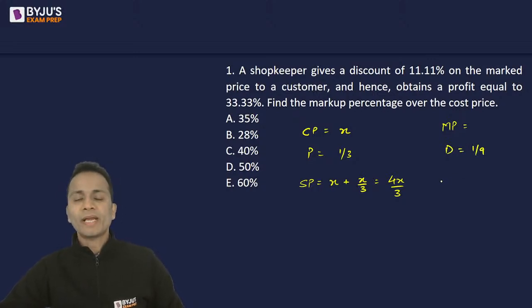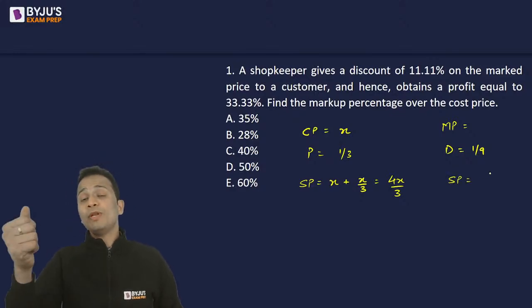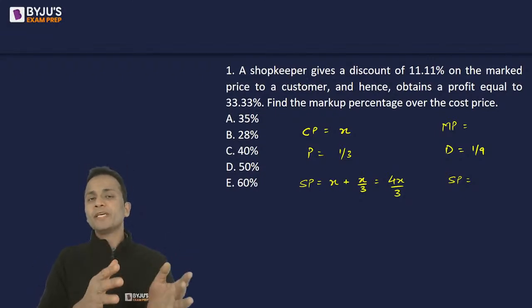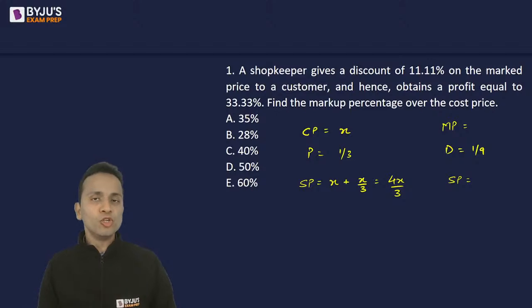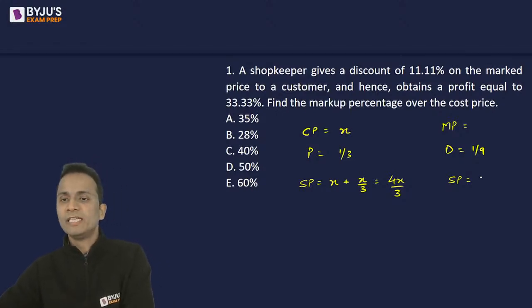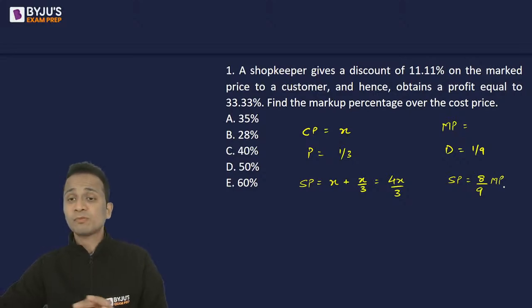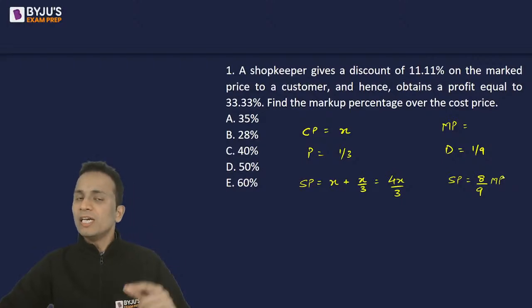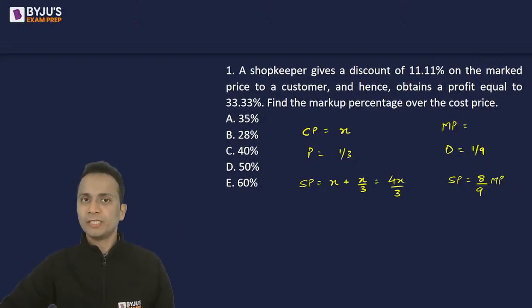Now, market price, whatever it is, we have got a discount of 1 by 9 over the market price. Okay, so I can say that selling price will also be equal to when mark price is reduced by discount percentage. So mark price, if I reduce by 1 by 9, then I will get 8 upon 9 times the mark price. I'll explain it again. Whatever the mark price is, discount is calculated on mark price and it will be subtracted from the mark price. Okay.